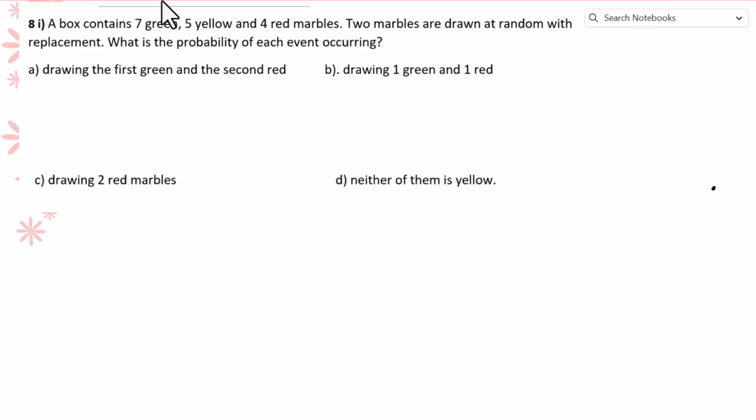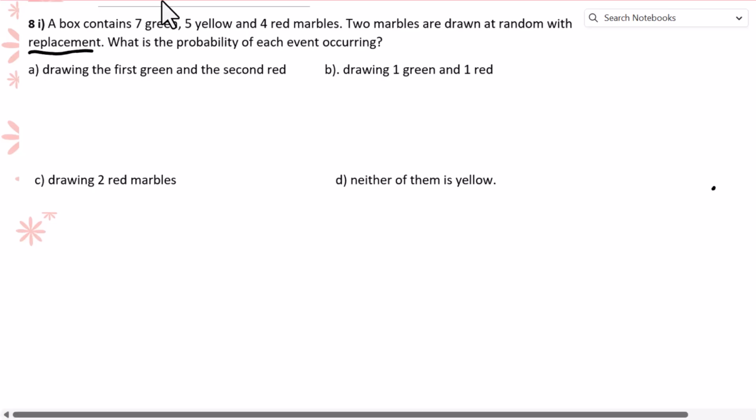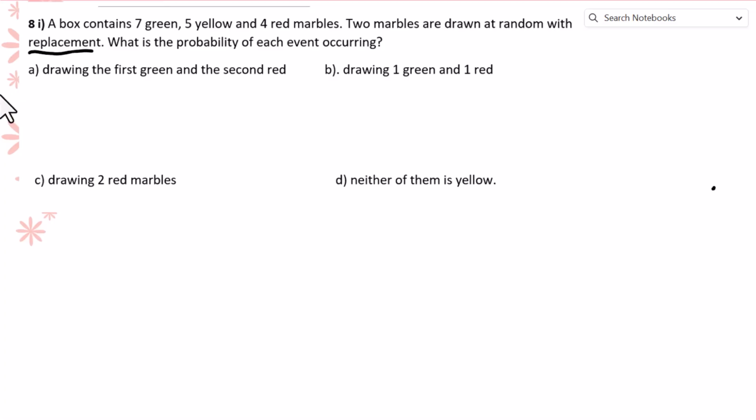A box contains 7 green, 5 yellow, and 4 red marbles. 2 marbles are drawn at random with replacement. What's the probability of each event occurring? A. Drawing the first green, second red. Key word here is with replacement. Let's draw a box. We need to draw 2 marbles. First marble is green. Second marble is red.